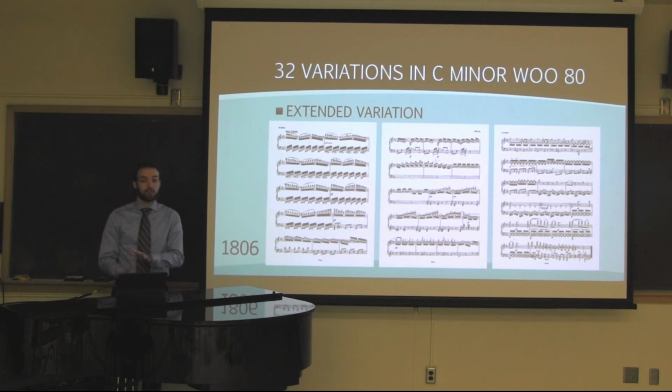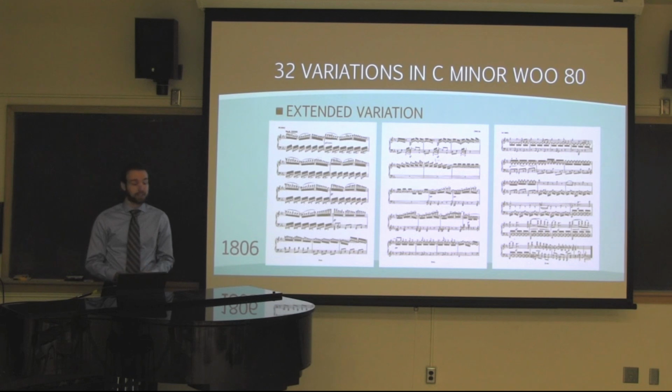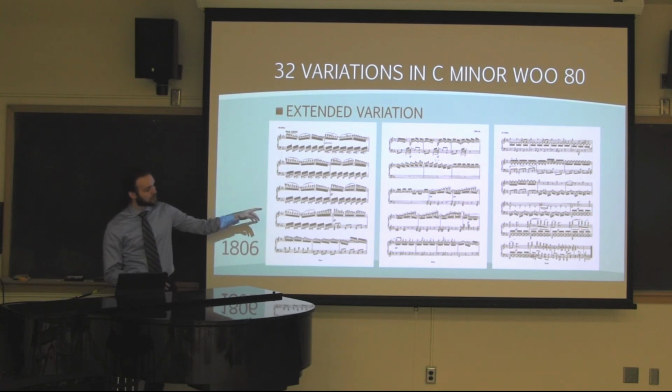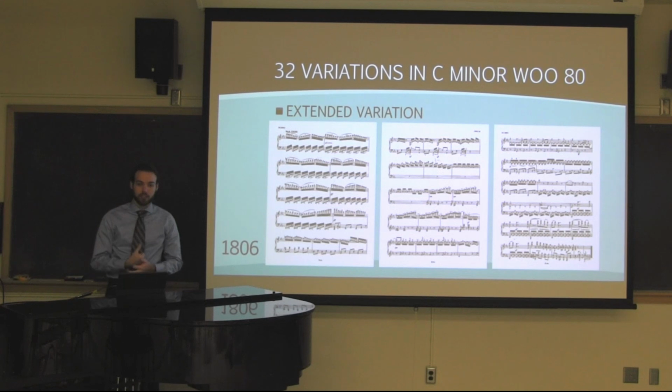And then no fugue, but the way Beethoven ends this theme and variations is with a grand extended variation. This is much extended past the 8-bar theme that was presented at the beginning. You can see in the middle of the second page, he actually introduces the original bass line and chord progression.